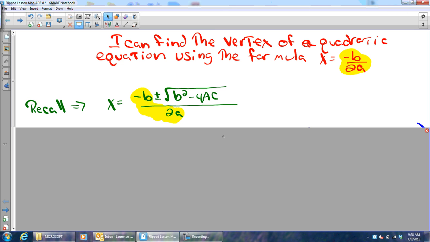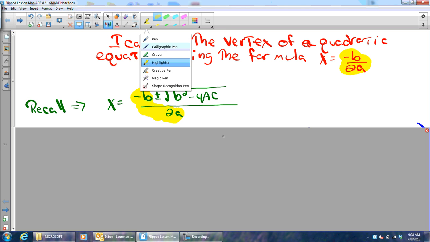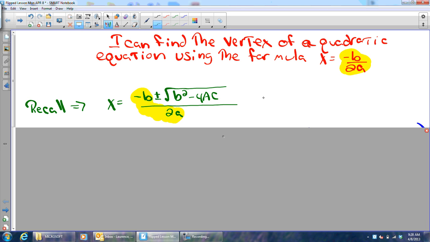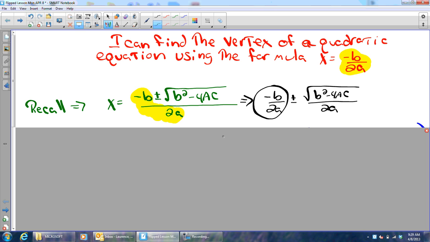If I really wanted to, I could rewrite this as two fractions. One of the fractions would be negative b over 2a, and then plus or minus the square root of b squared minus 4ac all over 2a. So I could break that down into two. I'm not going to do that, but I'm just showing you that this is right here.